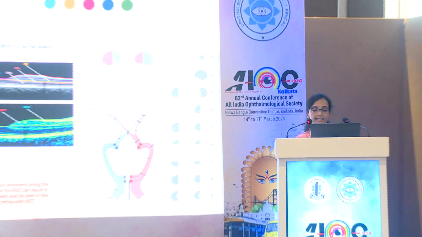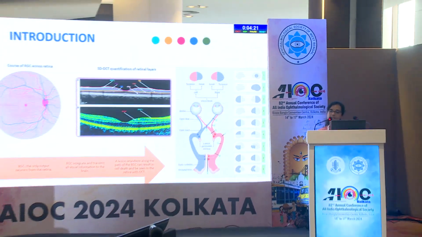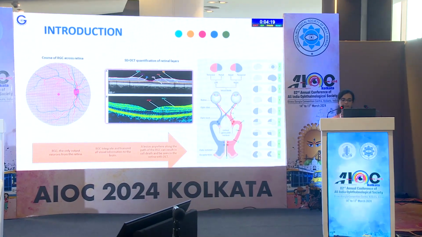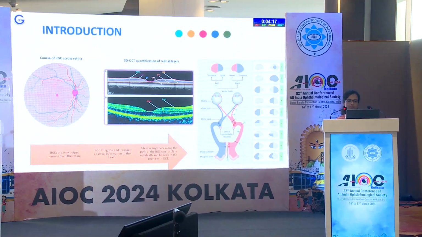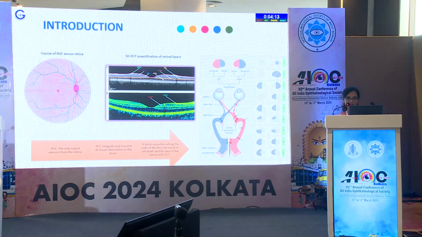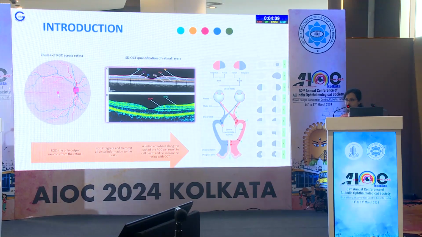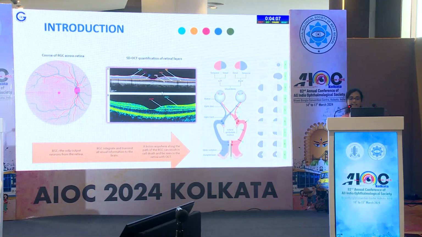So we know that the retinal ganglion cells are the only output neurons from the retina, and a lesion anywhere along this pathway of the retinal ganglion cells can result in cell death and can be picked up in the retina with the OCT. So this is the picture of the course of the retinal ganglion cells across the retina, maximum concentration in the perifoveal region with absence at the fovea itself, and this is a beautiful picture of the OCT showing the quantification of the retinal layers.